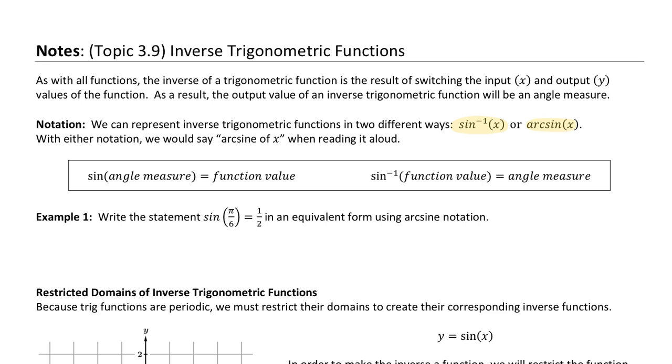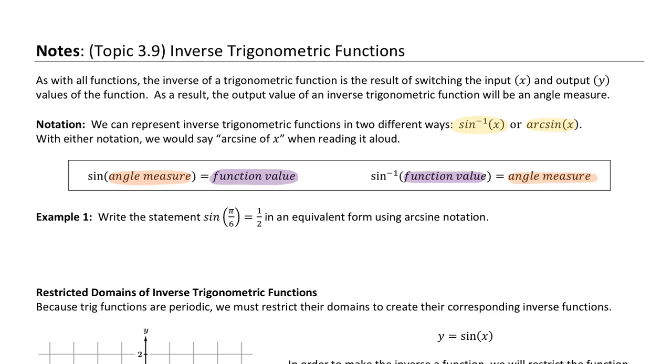Now this little box is very, very important. What we did before today is we always plugged in an angle measurement, sine of pi, and we got out a trig value, some function value. But when we are doing inverse trig, we switch those input and output values. So for inverse trig, I'm going to plug in a function value, inverse sine of 0, and I'm going to get out an angle measurement, 0 radians.